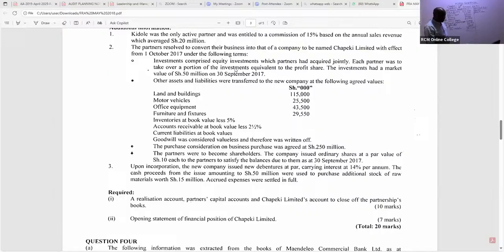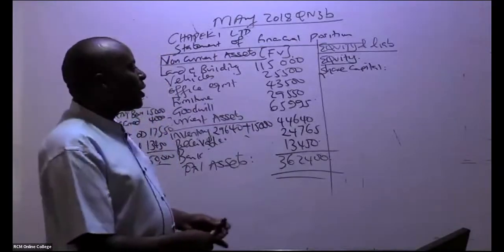Investments comprised equity investments which partners had acquired, that can't help us. Look at this point here. The purchase consideration on the business purchase was agreed at 250,000. The partners were to become the new shareholders here. The company issued ordinary shares at a par value of shillings 10 each to the partners to satisfy the balances due to them as at the closure of the year. That must be the purchase consideration. So instead of giving them cash, we gave them shares.